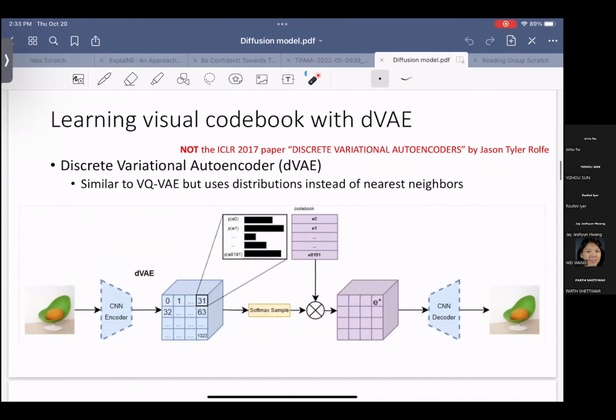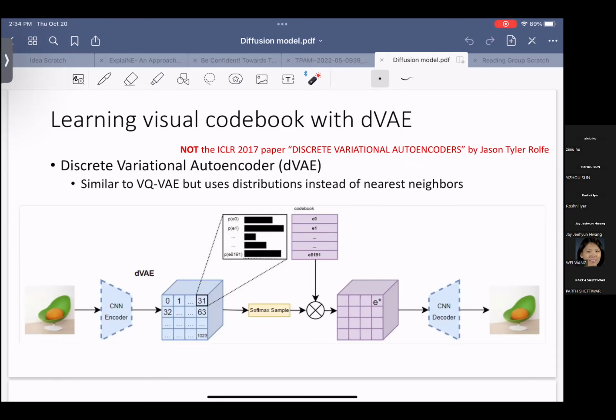So then we can look into what Fred just mentioned, where they use Gumbel softmax. In the DALL-E paper, they call it discrete variational autoencoder, DVAE. But unfortunately, there is another paper called discrete variational autoencoder in ICLR 2017 by Jason Rolfe. So these are two very different ideas, right? If you go back home and search discrete variational autoencoder, don't get confused, because the DVAE used in the DALL-E paper is a very simple modification of the VQ-VAE we just saw in the previous paper.